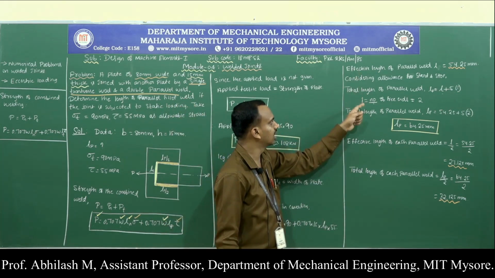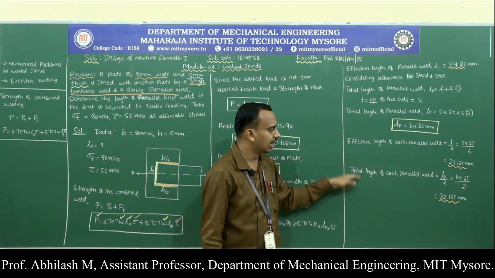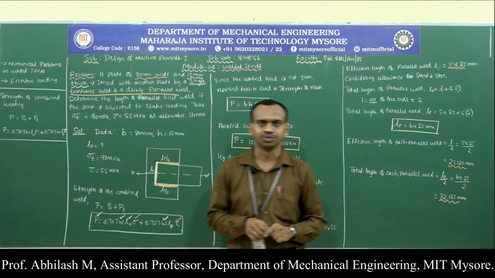In the given problem, they asked us to calculate the length of the parallel fillet weld, where we calculated both the effective length as well as the total length of the weld. In particular, each parallel weld length has also been calculated. So the given problem condition is satisfied.